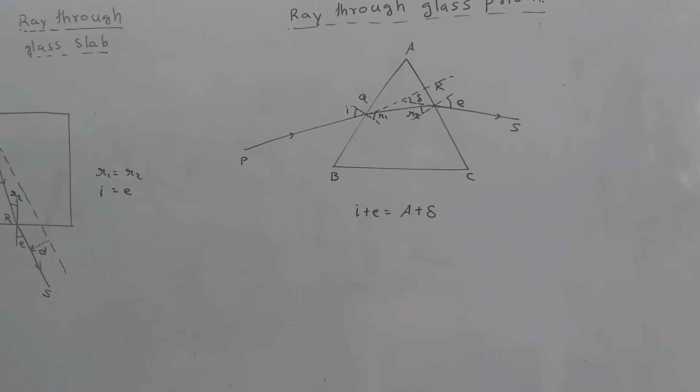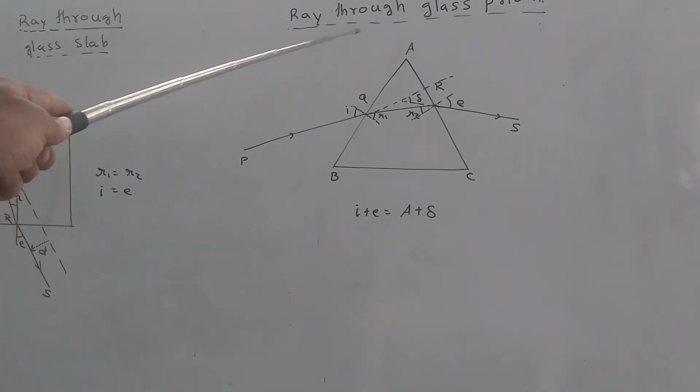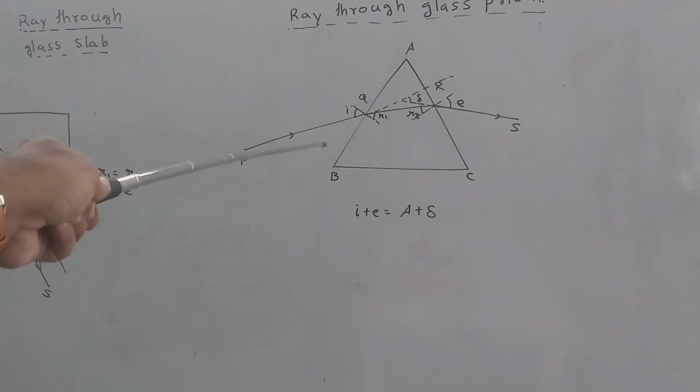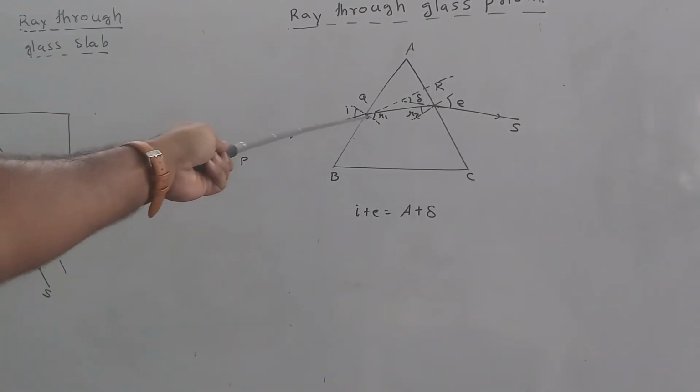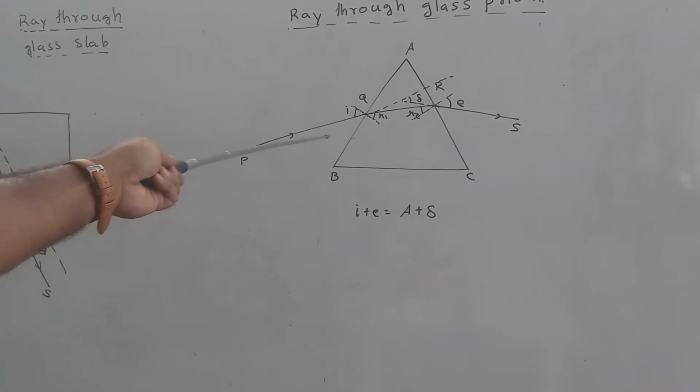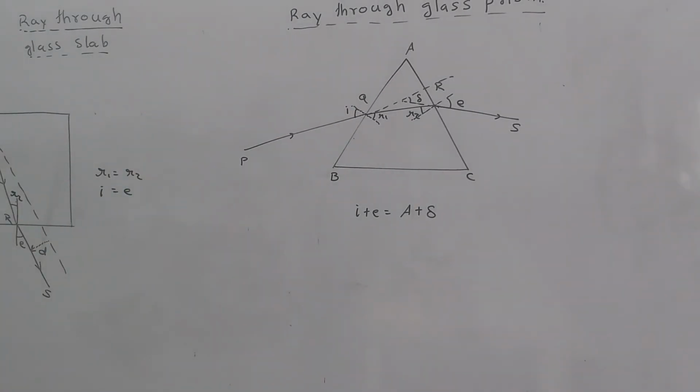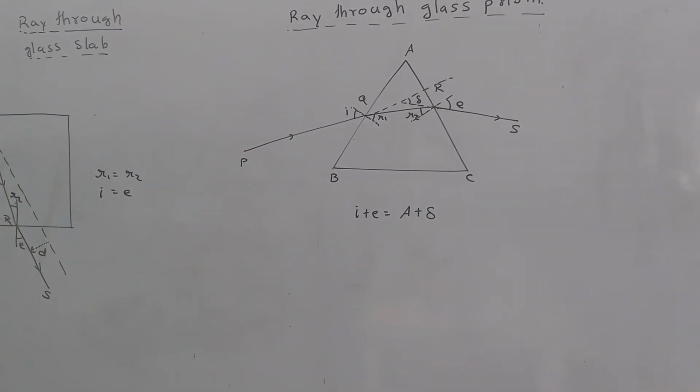Now see, if the prism is removed from here, how would PQ travel? PQ would travel straight. But if the prism is placed, then what will happen? The ray will be bending. So what is the total effect of placing the prism? It is that the ray PQ will deviate from its own path.